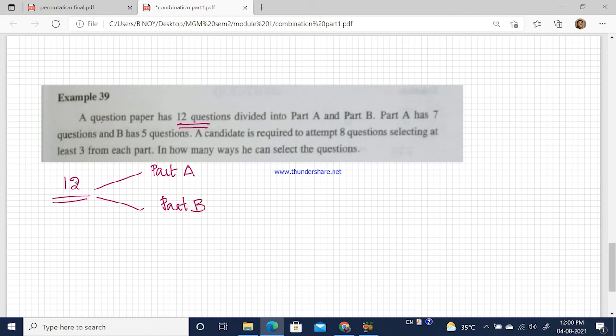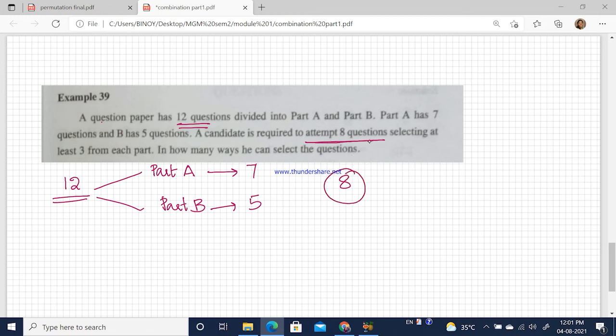Okay, in a question paper we are given 12 questions. It was divided into part A and part B, and part A consists of 7 questions and part B consists of 5 questions. So the number of questions in part A is 7 and in part B is 5. A candidate is required to attempt 8 questions.